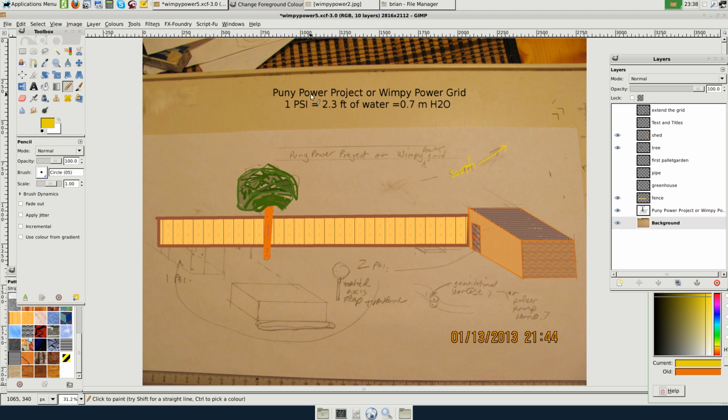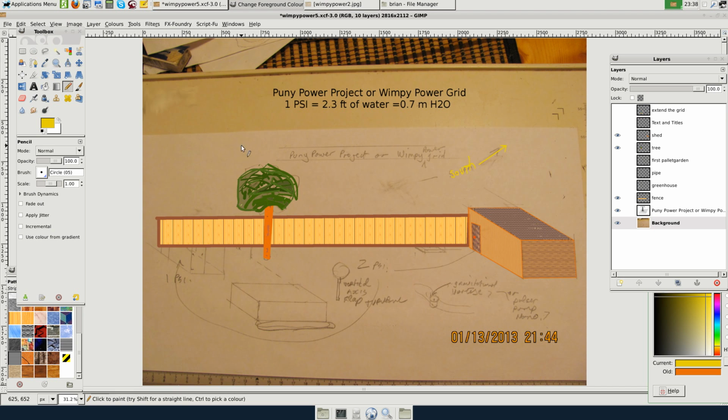So 1 pound per square inch is equivalent to the pressure you need to pump air 2.3 feet deep in water, or 0.7 meters deep in water. So that would have a little aquarium bubble pump pretty much maxed out.